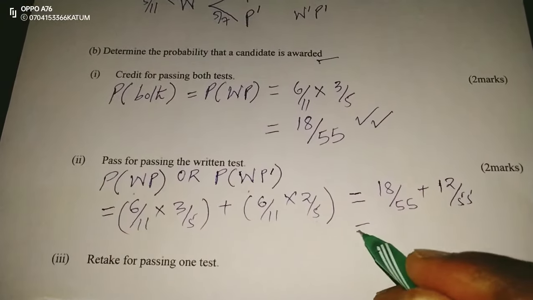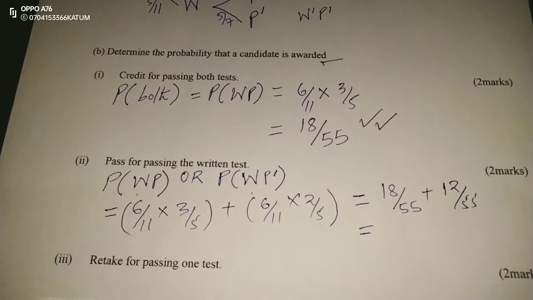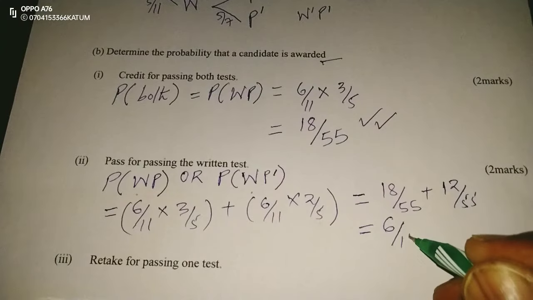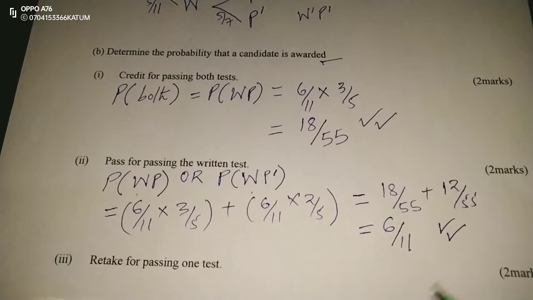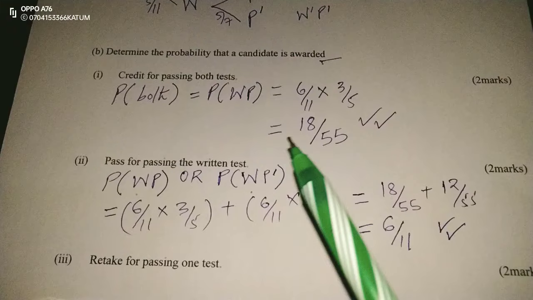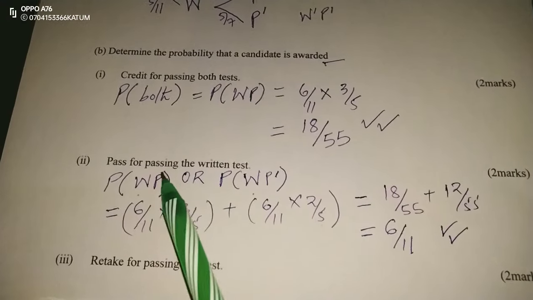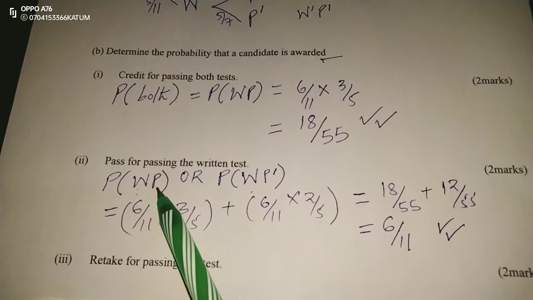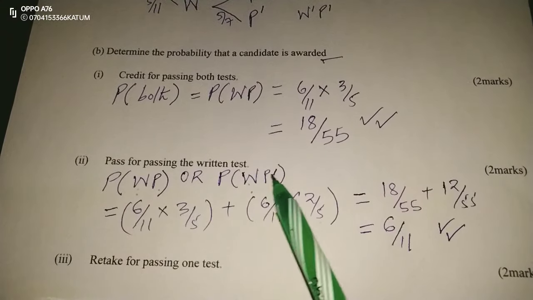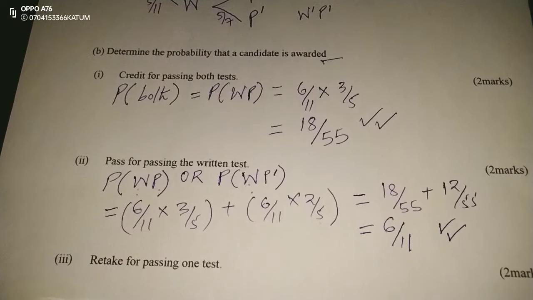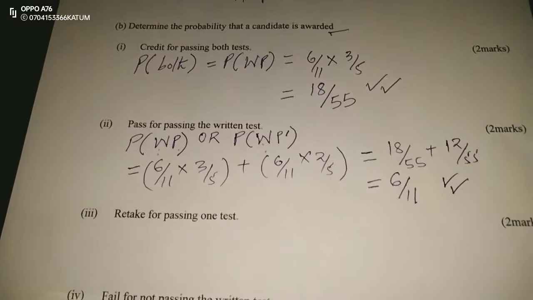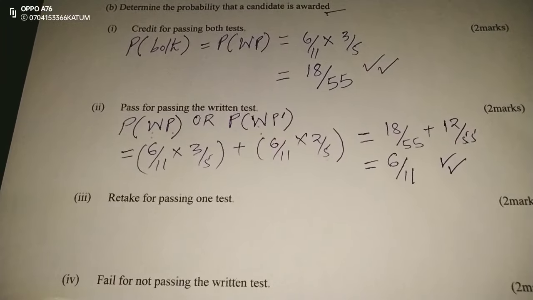This is going to be 18 over 55 plus 12 out of 55. We're going to get 6 out of 11. So this is going to be the probability of passing the written test. So passing the written test has two possibilities. Either you pass and also pass in the next, or pass in the written but fail in the next. But at least we are saying probability passing the written test.